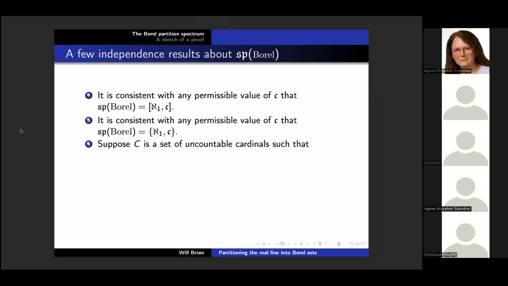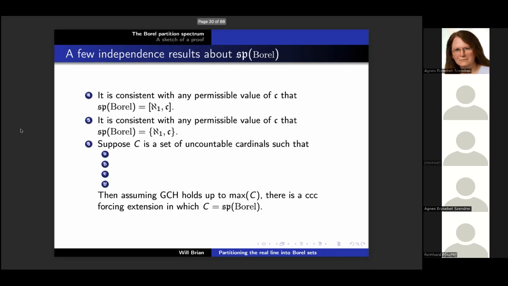And so the idea is that we have a set of cardinals, and our set of cardinals is going to have to satisfy 4 different requirements, which I'll tell you what they are in a minute. But the idea behind this theorem is that if we have a set of cardinals satisfying those 4 requirements, and if we furthermore assume that some fragment of GCH holds in the ground model, then there is a CCC forcing extension which makes this set of cardinals into the Borel partition spectrum. I know that maybe not everyone knows a whole ton about forcing, but let me just say very briefly, what's important about a CCC forcing extension is that CCC extensions preserve a lot of natural facts about the ground model.